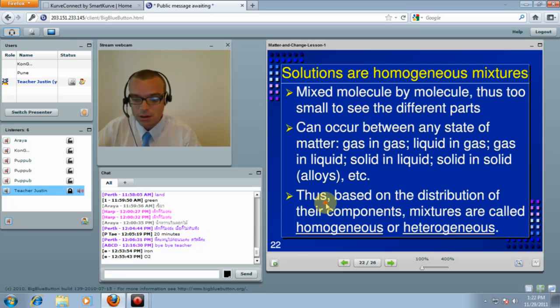And thus, based on the distribution of their components, mixtures are called homogeneous or heterogeneous.